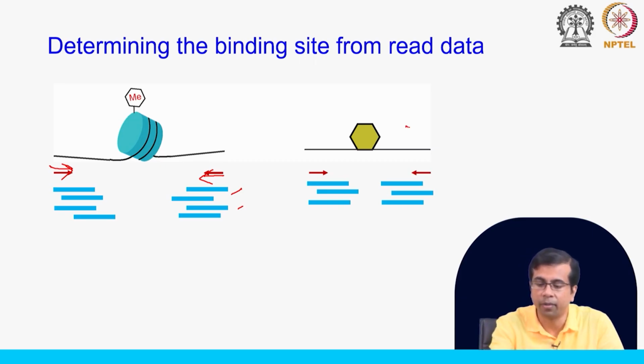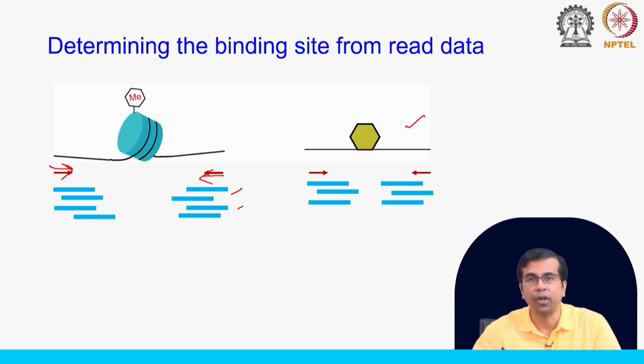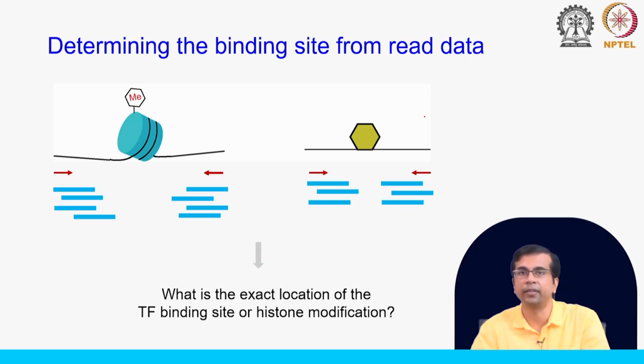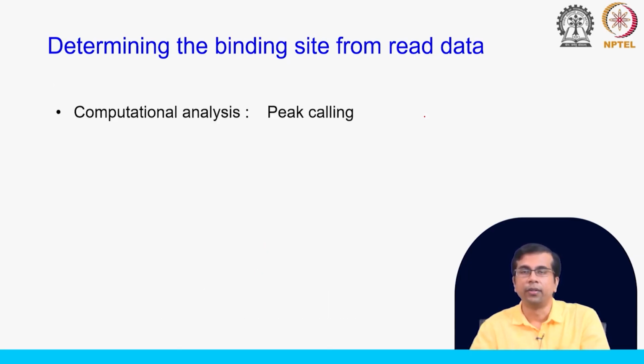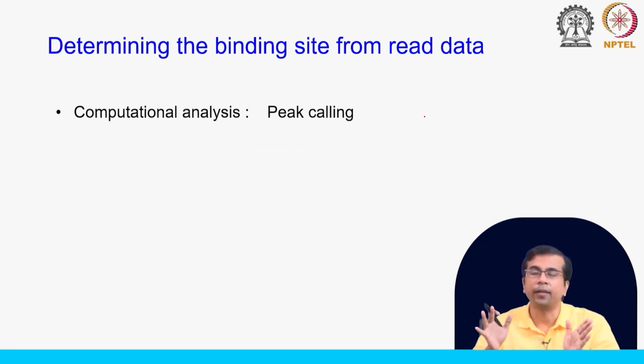Similarly in this case, if you are interested in determining the binding site of this protein, we will be left with these reads that are coming from the ends of this DNA fragment. So the problem is we have to now determine the actual binding site from the distribution of reads. The actual binding site is somewhere in between these paired-end data, between these two sets of reads, but from the distribution of reads we have to infer the binding site. So this is an inference problem; we cannot directly determine the binding site. Now the question is, what is the exact location of the binding site or the histone modification that we are interested in? There is a computational analysis for this, called peak calling. I will not go into the details. The idea is that, looking at the read distribution pattern, we will have to infer the actual binding site.